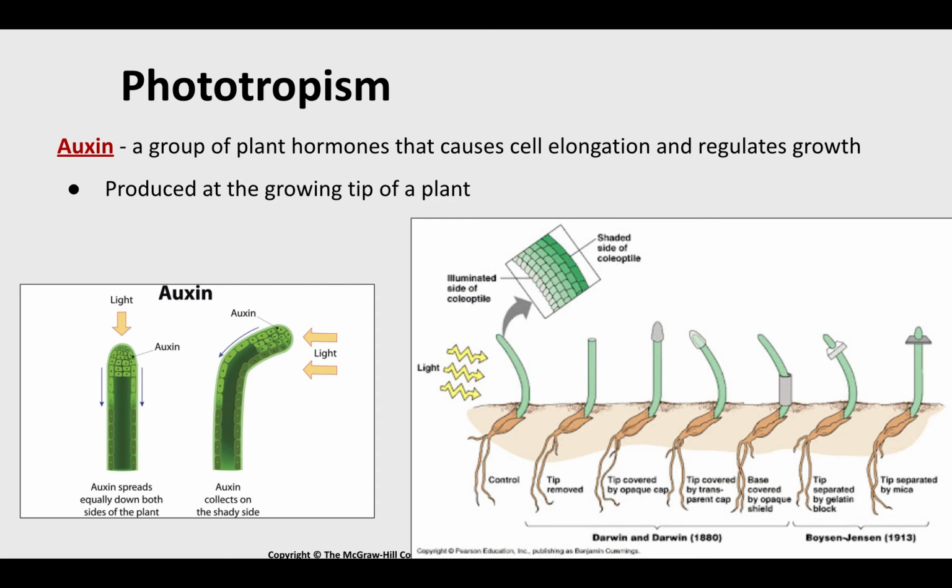And so when we get light on one side, this hormone, auxin, is going to tell the plant to elongate the cells on the dark side of the plant, which causes the plant to curve. If one side is elongating and the other side isn't, that's going to cause one side to grow a little faster, which then curves towards that light. So it's a pretty cool way that the plants respond to this, using this hormone.